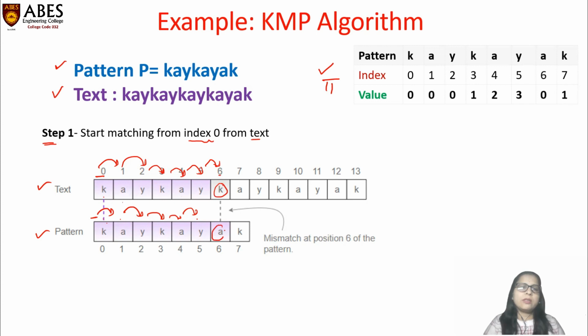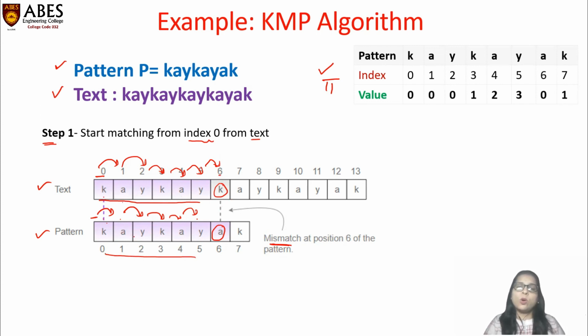Now, when it moves to the sixth character, the character at index 6, or the 7th character K, here this does not match and there is a mismatch. So the mismatch takes place at position 6 of the pattern, but we see that already a sub-pattern of 6 length in this is matched.